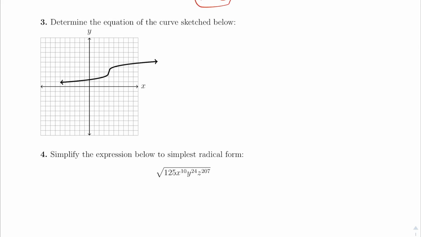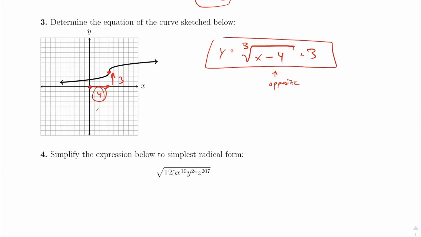Determine the equation of the curve sketched below. So focusing on the vertex, I see the vertex moves 4 to the right and 3 up. So we get y equals the cube root of x minus 4, because we're moving opposite of what we expect with the inside transformation, plus 3, because the outside is as you expect.